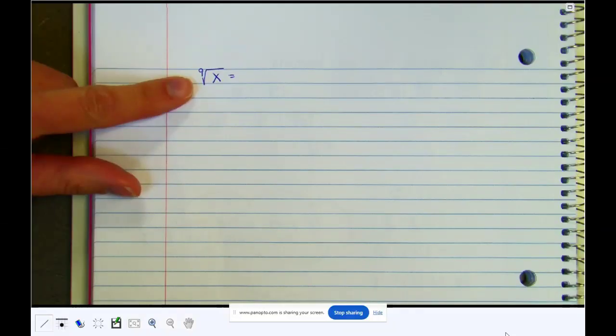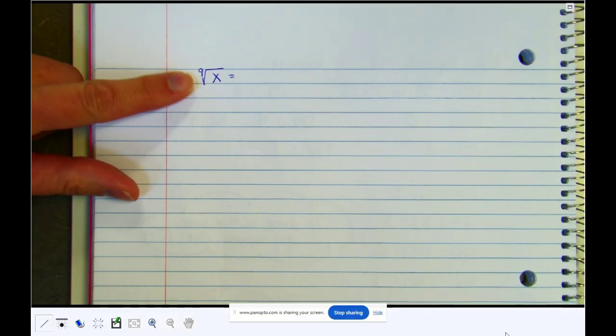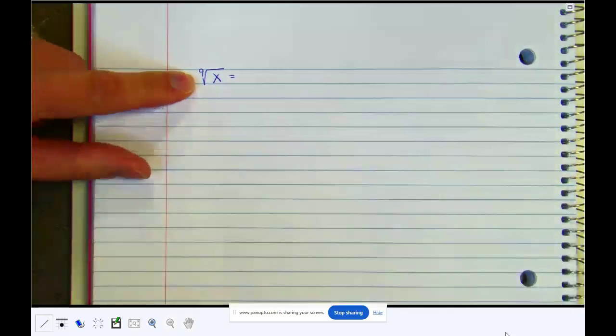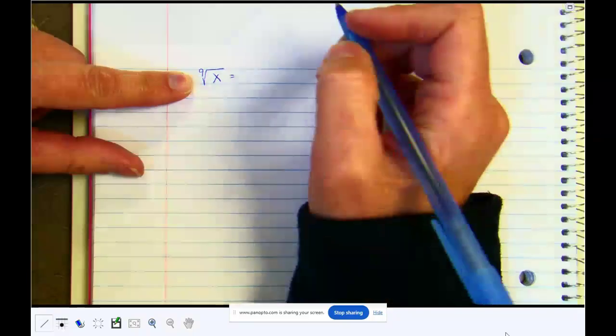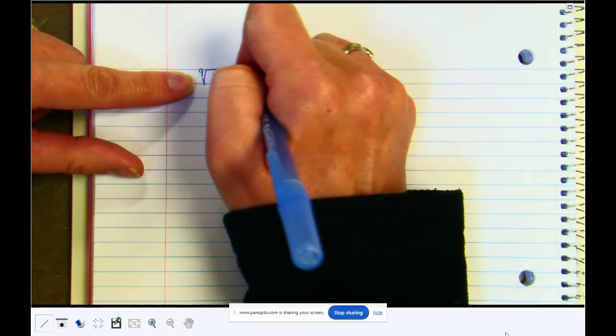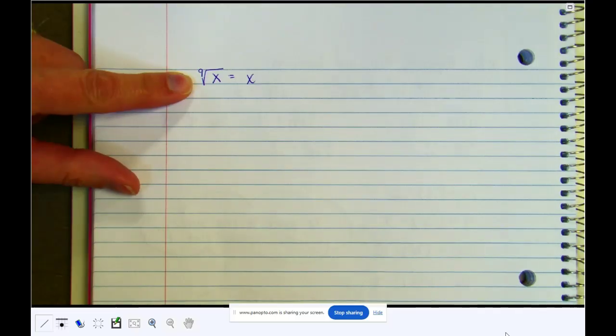How about this guy? Okay? Quietly, don't steal anybody's learning moment. I want to know what this would rewrite as. Okay? This would be x to the what?